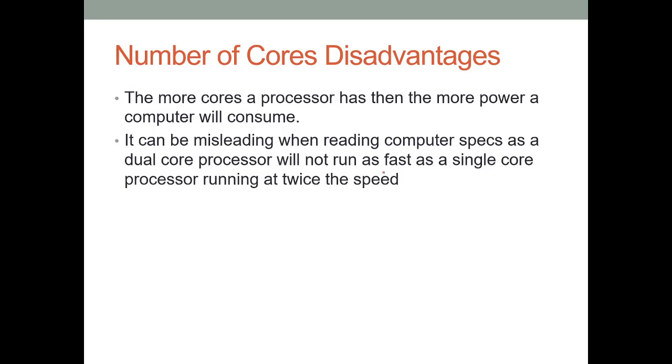The disadvantage is the more cores you have, the more voltage it's going to use. So you're going to need a better power supply, and obviously your electricity bill is going to go up slightly. It can also be a bit misleading. This isn't really a disadvantage, but it can be misleading when reading about quad core and dual core. It's not exactly like dual core is twice as good as a single core. It's a bit more complicated than that.